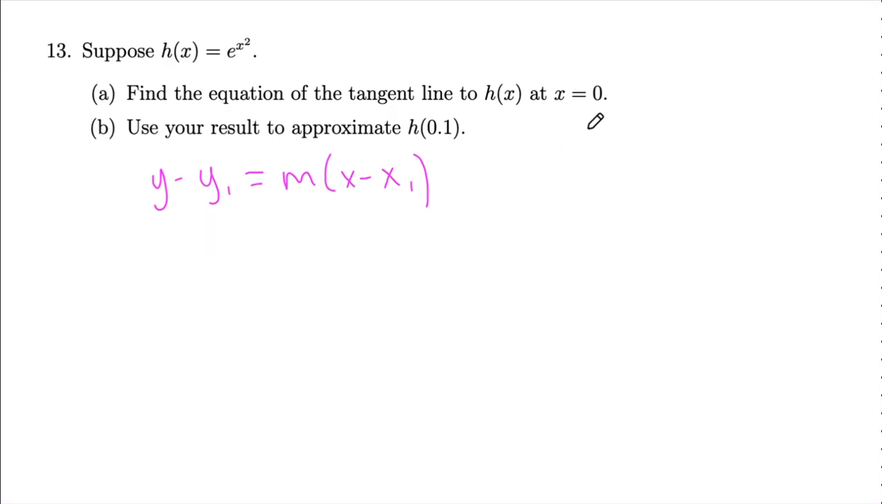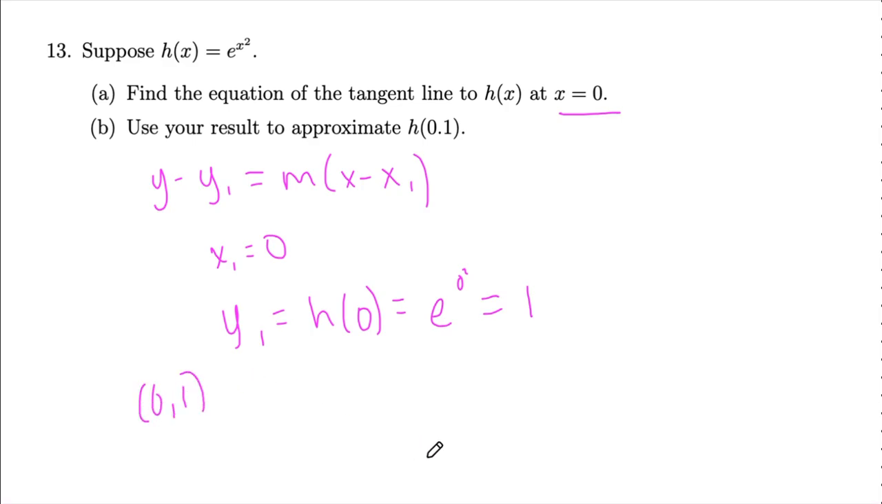So we are already given our x coordinate here. So our x1 is equal to 0. So let's go ahead and find the y coordinate to start. So what would our y1 equal? Well, that would just be h of 0, which is e to the 0 squared. Of course, 0 squared is just 0, and any number to the 0 power, including e, just equals 1. So now we have our point, which is 0, 1.